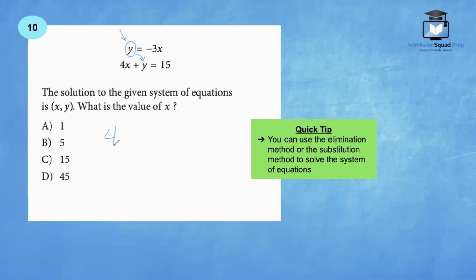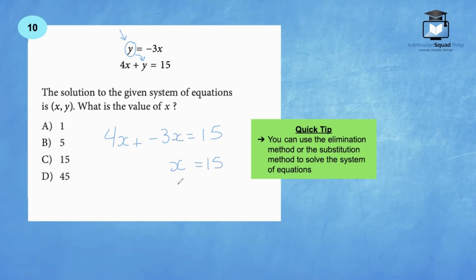So we would now have 4x plus negative 3x equals 15, right? Because y is equal to negative 3x. So anytime I see y, I can put negative 3x. 4x plus negative 3x is simply x, and x is 15. Look how simple that was.